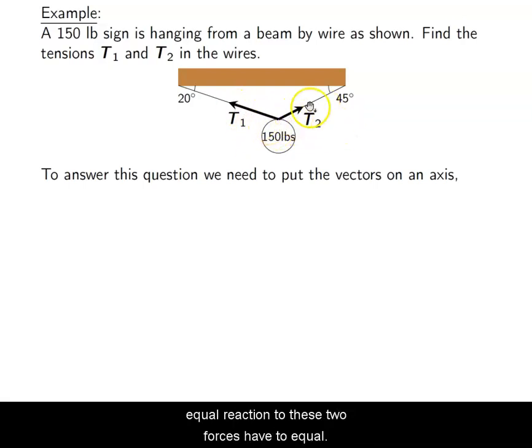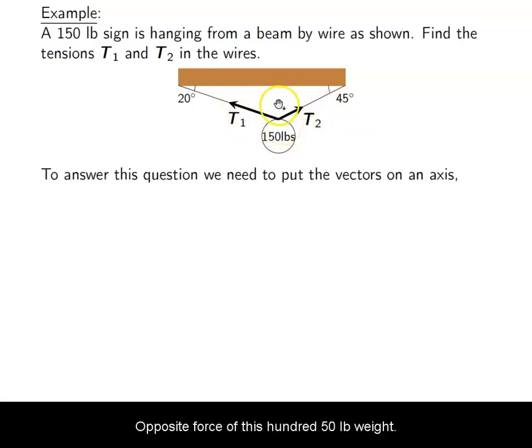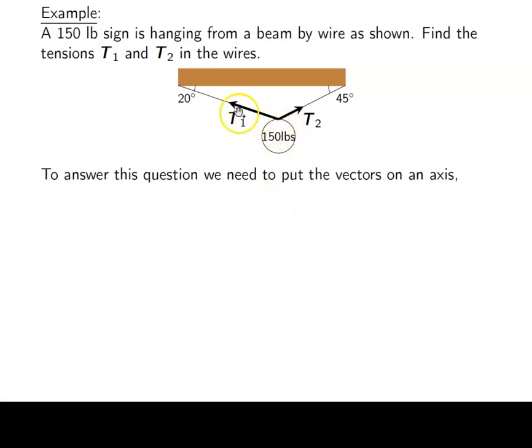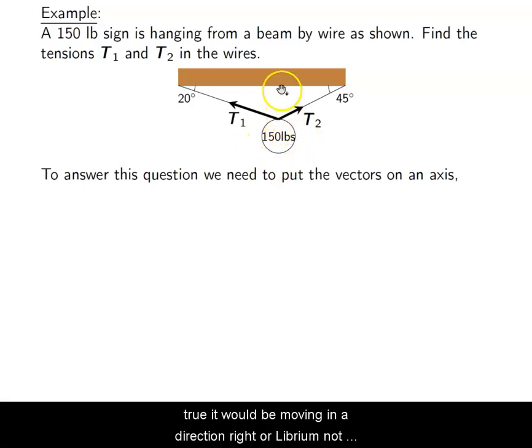So T1 plus T2, these two forces have to equal the opposite force of this 150-pound weight being pulled down by gravity, right? So opposite and equal. These two have to counteract this force. That's why it's hanging and not continually falling to the ground. If it was heavier and not equal to this, these wires would snap, right? These wires are not having more force than the weight of this object, because if that was true, it would be moving in an upward direction, right? It's an equilibrium. It's not moving at all. So the forces are counteracting each other.